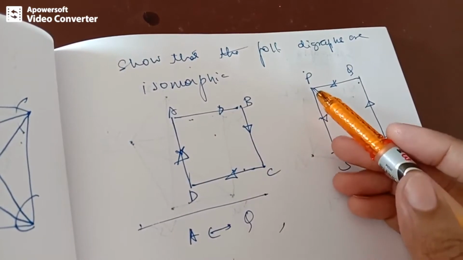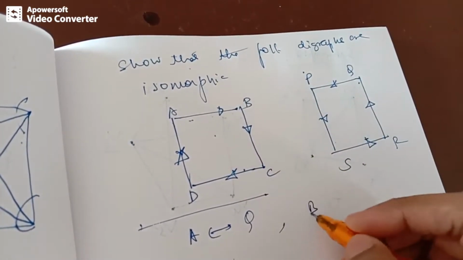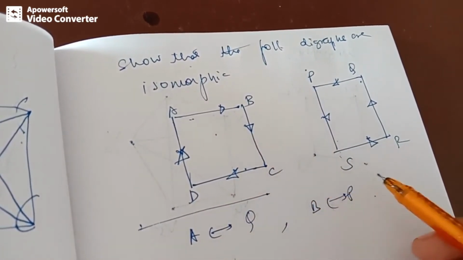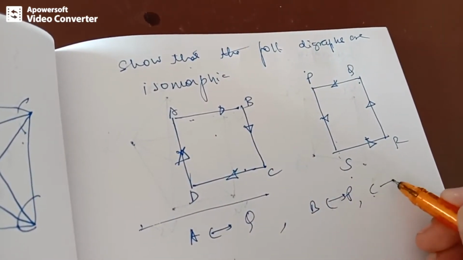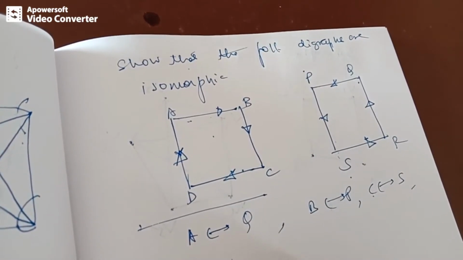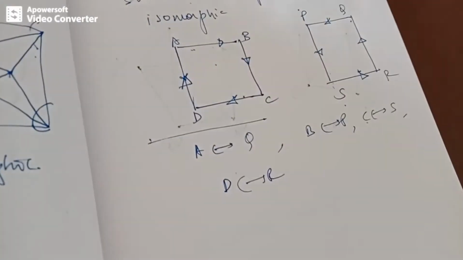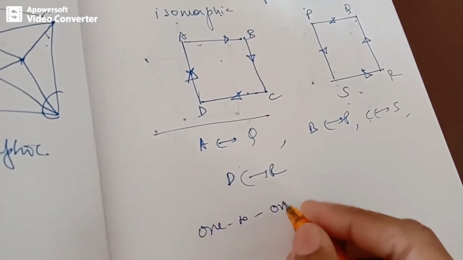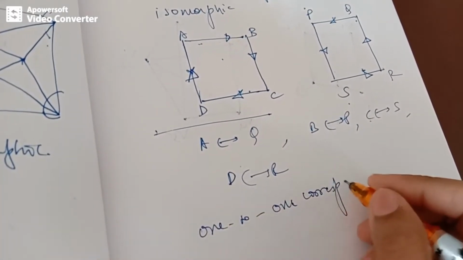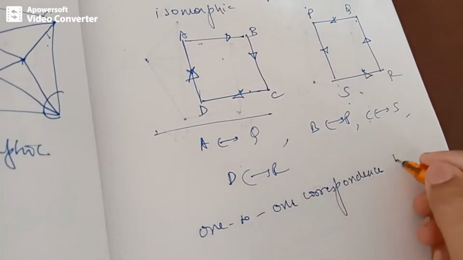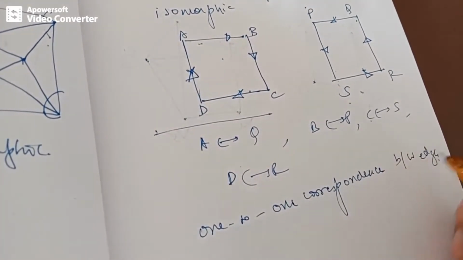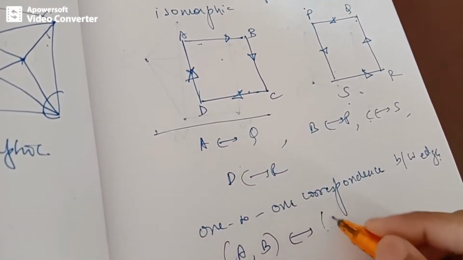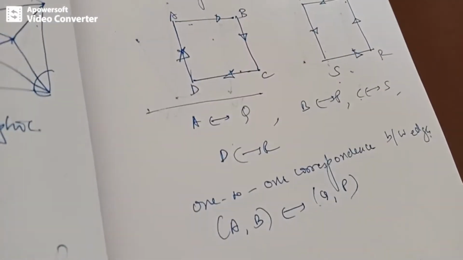Likewise, B corresponds to P, right? And then you can observe the edge where it goes. C corresponds to S. Likewise D corresponds to R. So if you start writing the one-to-one correspondence between the edges, A comma B corresponds to Q and P, right?